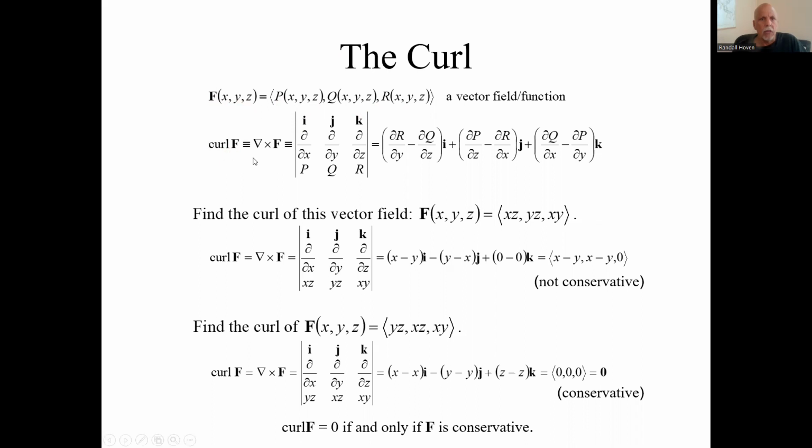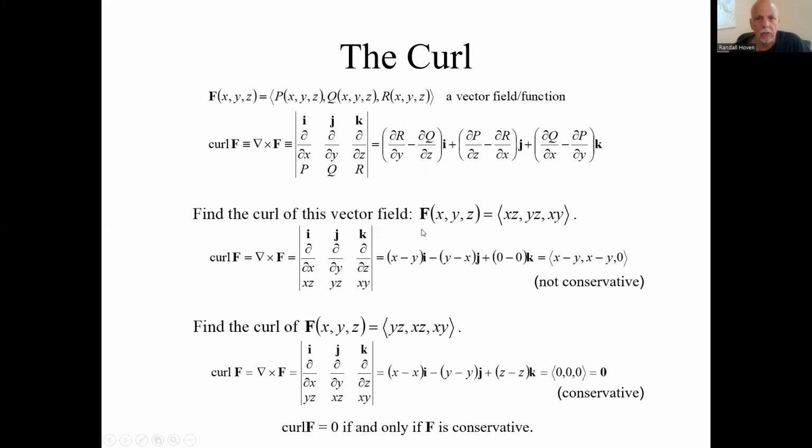Curl of F, and here is the notation for it: inverted delta, and it looks like a cross product. That's the easy way to think about it. Well, here's what it actually is. The easy way to think about it is to set up this determinant. The top two rows will always be the same. The bottom row is made up of this P, Q, and R, the x, y, z component functions.